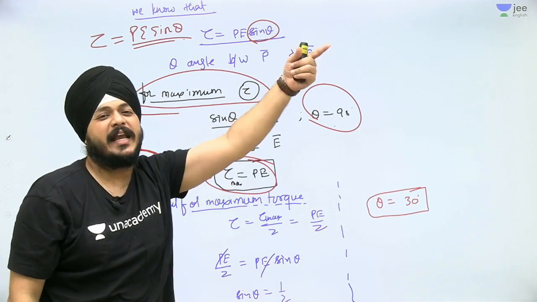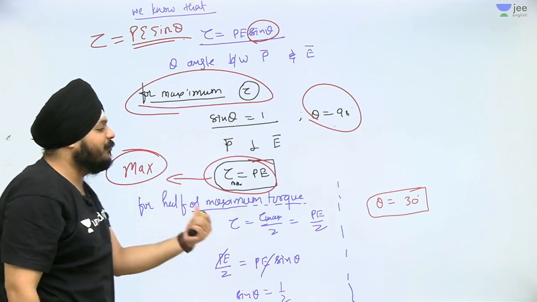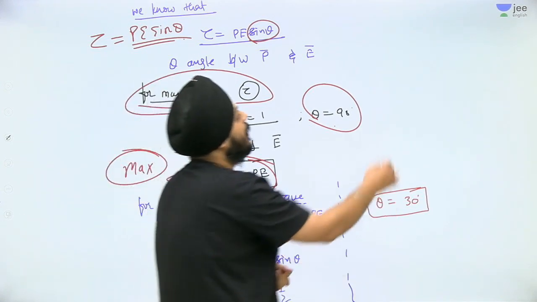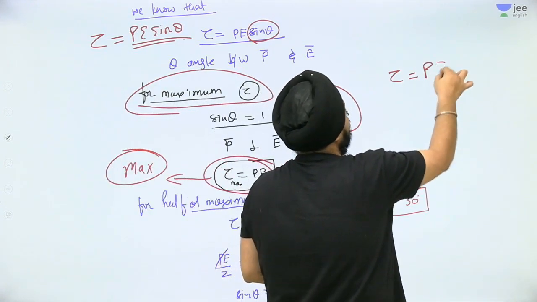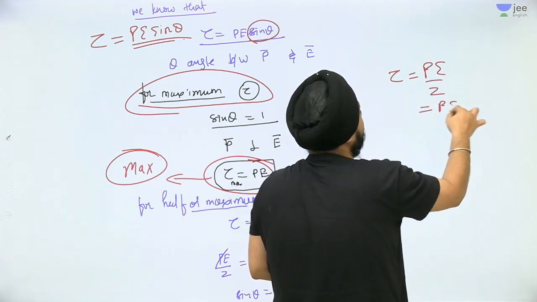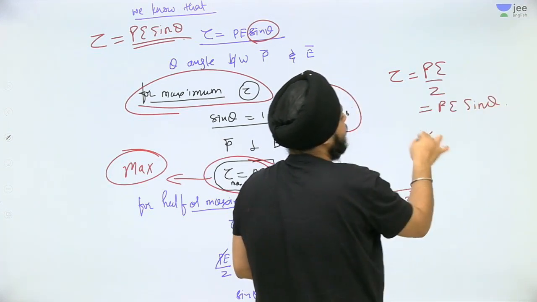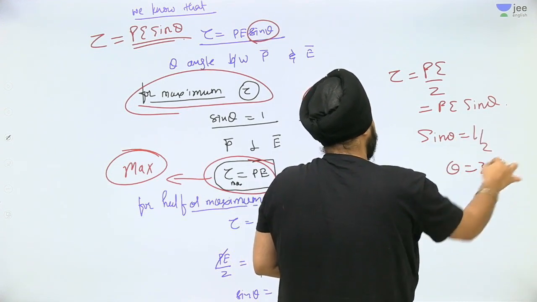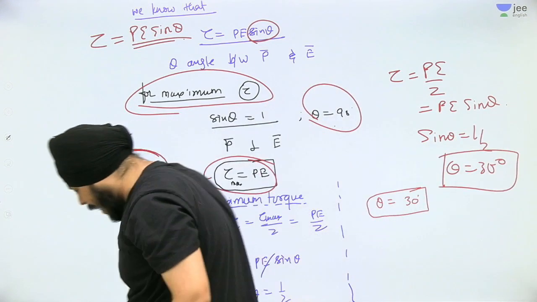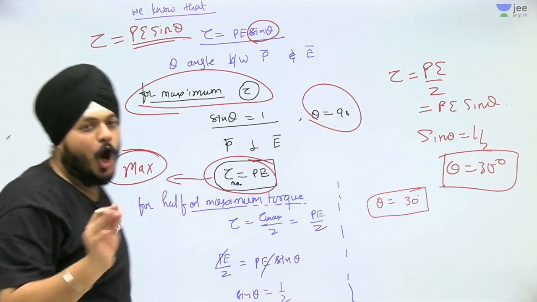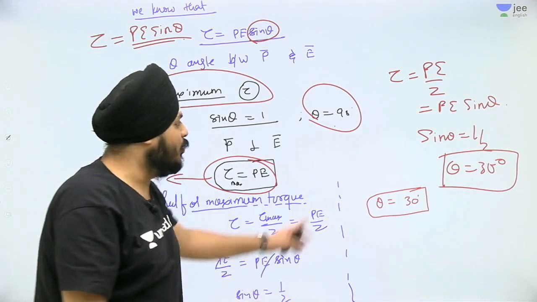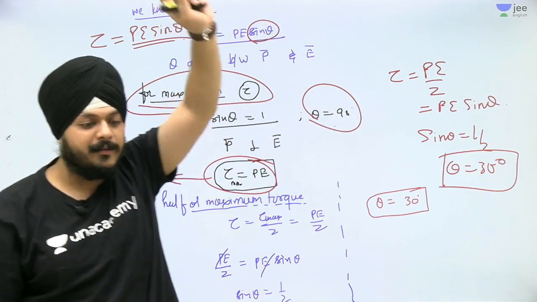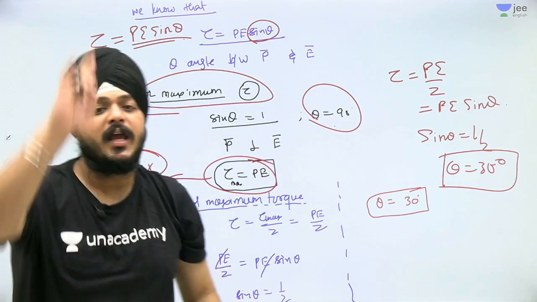Now moving forward to the second case, we need half of the maximum torque. So if I compare half of the maximum torque, PE by 2, to PE sin theta, I get sin theta equal to half. So theta would be 30 degrees. So for the torque to be half of the maximum value, the angle between the dipole moment and the electric field should be 30 degrees.